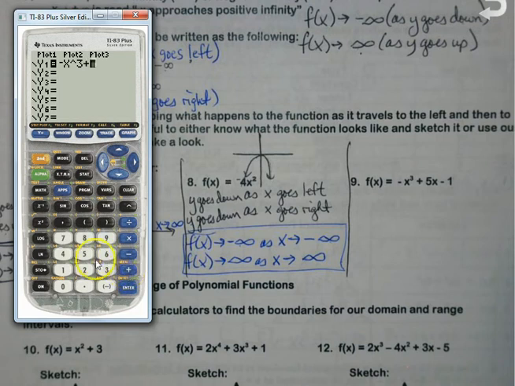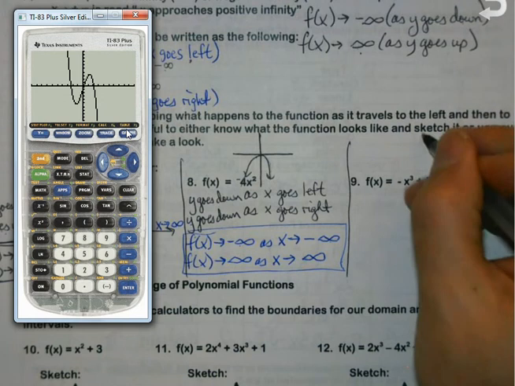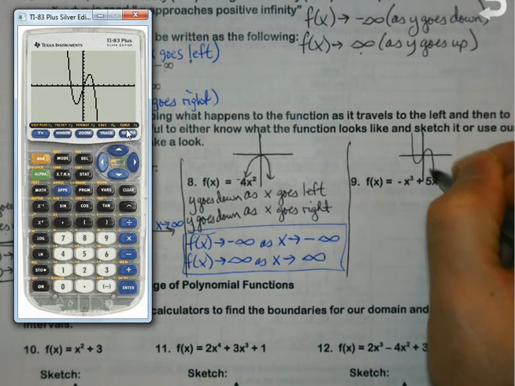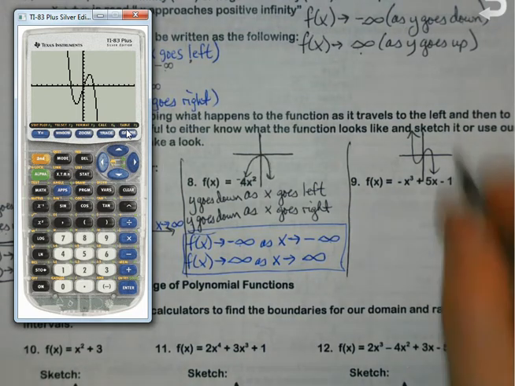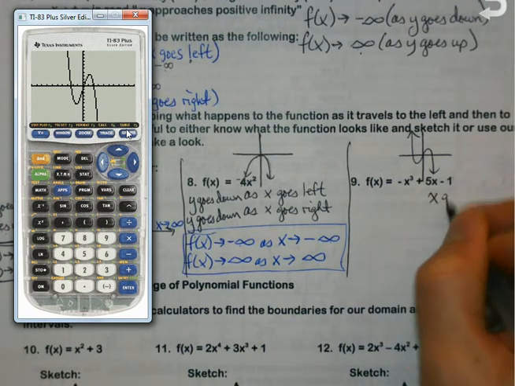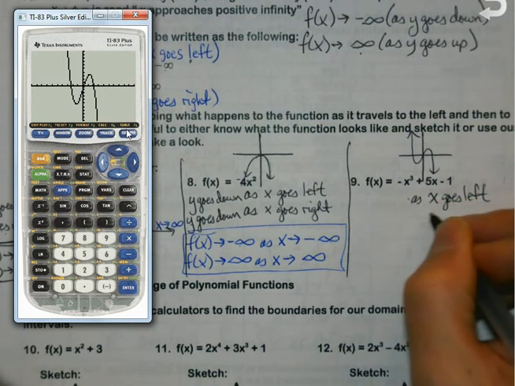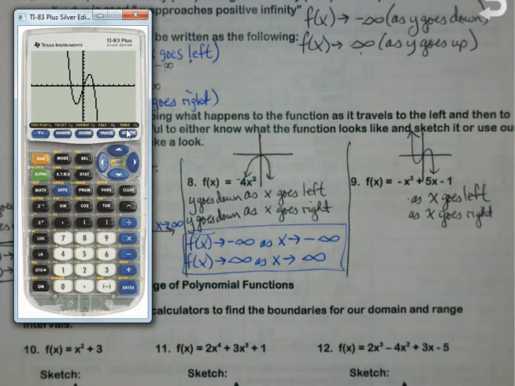Let's see here. Negative x to the third, 5x minus 1. Make sure I typed that in right. Looks good. That's kind of funky. That's a hyperbola. We'll be getting to some of those. So I'll get my hyperbola drawn in here. And again, I'm just looking for a sketch because I'm trying to see where those arrows are going. All right. X goes left. X goes right. That's always part of what we're going to do.